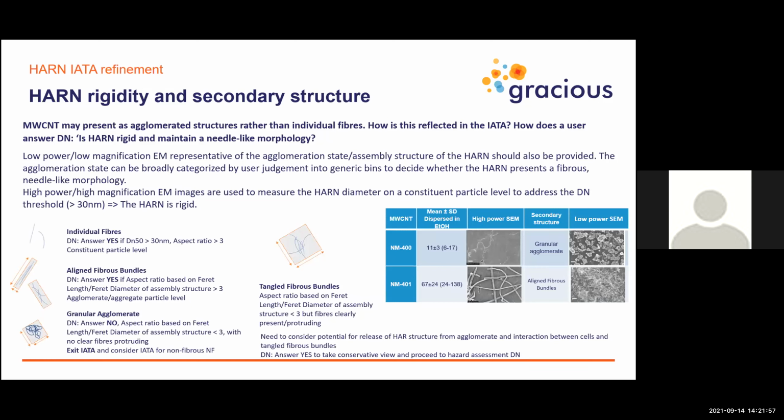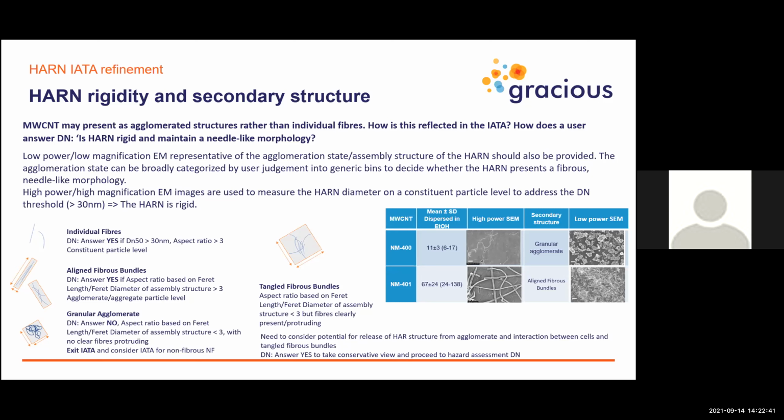We also recognize that carbon nanotubes more often present as agglomerated structures rather than individual fibers. We wanted to think about how this is reflected in the IATA to better enable the user to answer the decision node related to the question of, is the HARN rigid and does it maintain a fiber-like morphology? So our suggestion is that there is now a recommendation to include low power, low magnification electron microscopy images, which are representative of the agglomeration state or assembly structure of the carbon nanotubes.